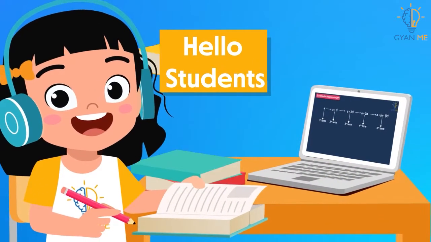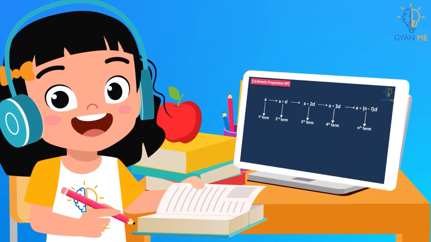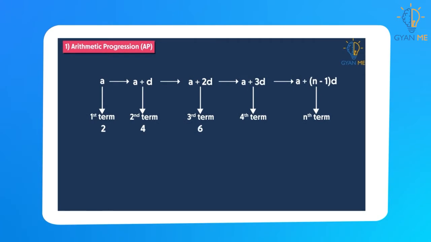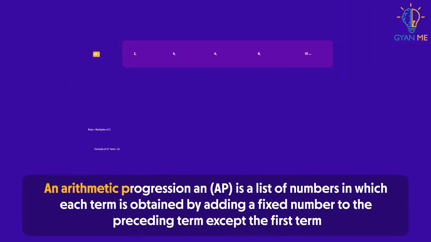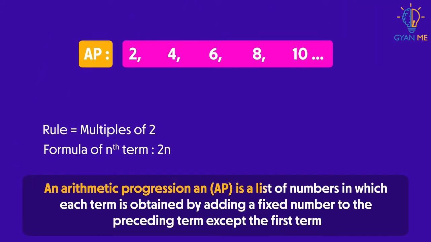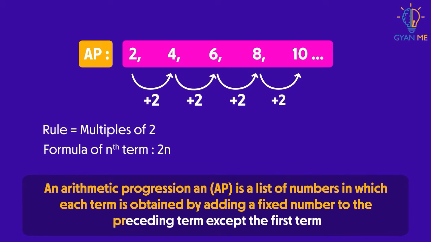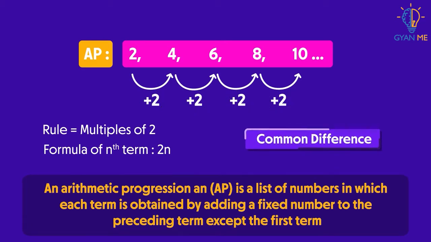Hello students! In our previous video, we learned that an AP is a special sequence which has a particular formula to calculate its nth term. So can we define an AP? Yes, we can. An arithmetic progression or AP is a list of numbers in which each term is obtained by adding a fixed number to the preceding term, except the first term. This fixed number is called the common difference.